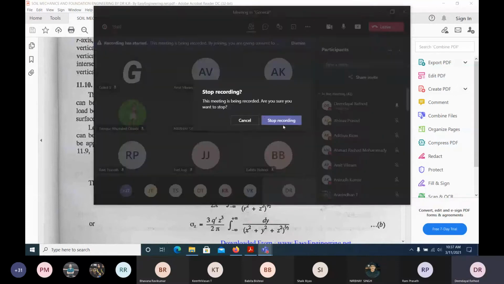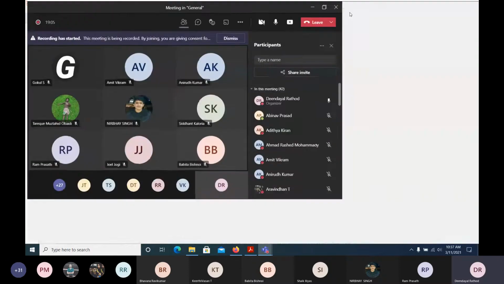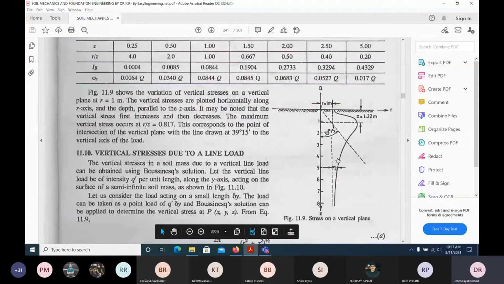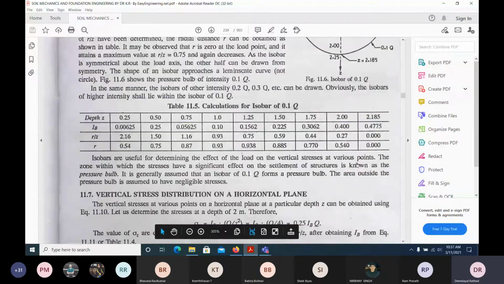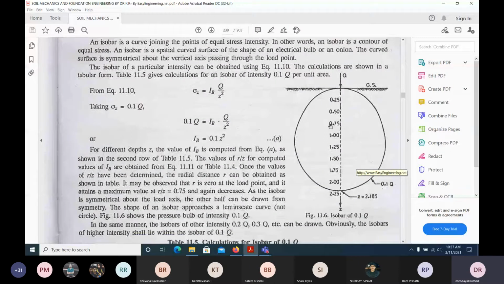So last class we have seen the point load. Boussinesq's theory is what we are trying to tell you about, and we have seen that we can draw the isobar also.